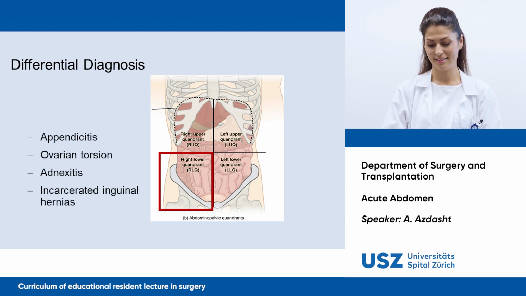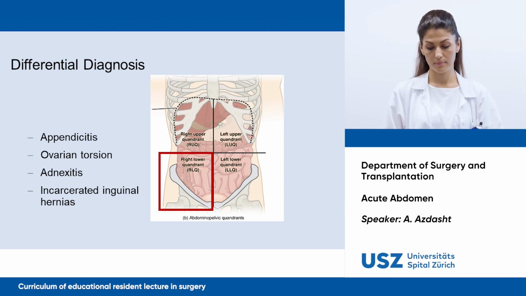This is correct. If we think of female patients, of course, we also have to think about an ovarian torsion. For example, if the patient has an ovarian cyst and it ruptures and then causes a torsion of the ovaries. Also adnexitis or ectopic pregnancies, as well as incarcerated inguinal hernias.